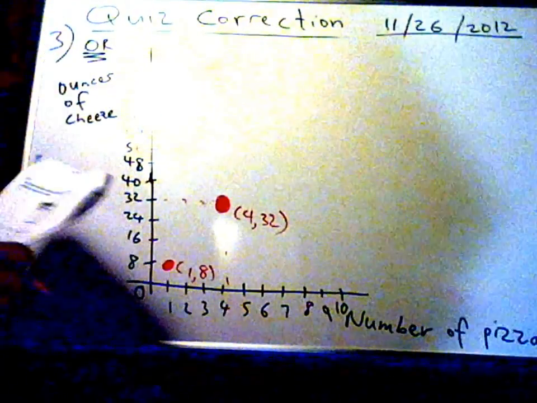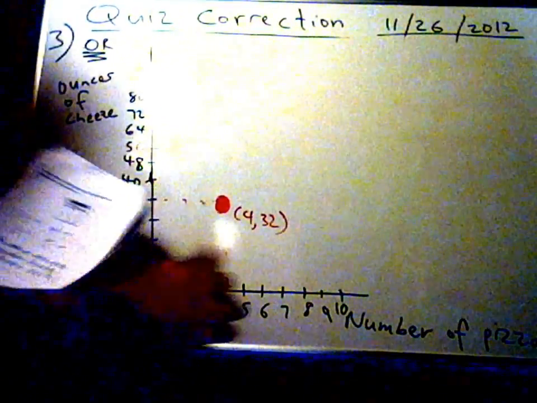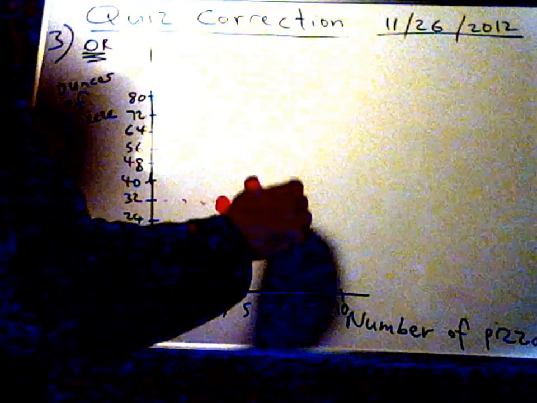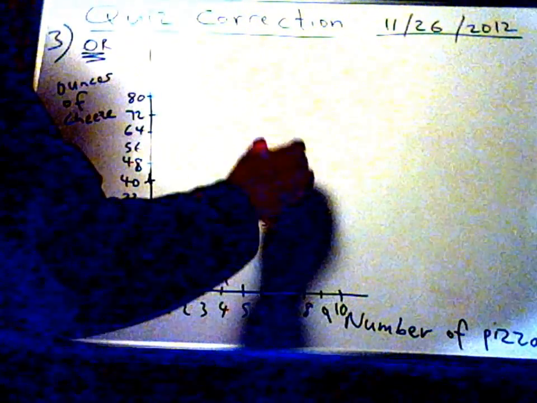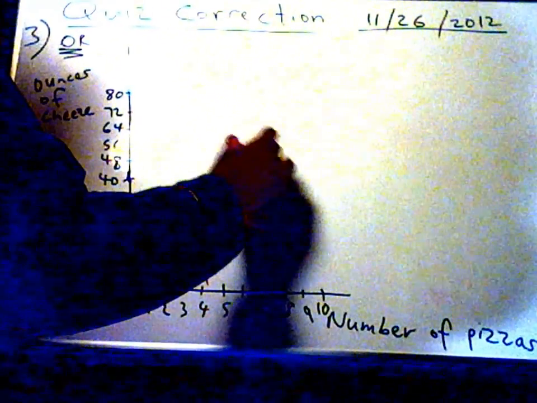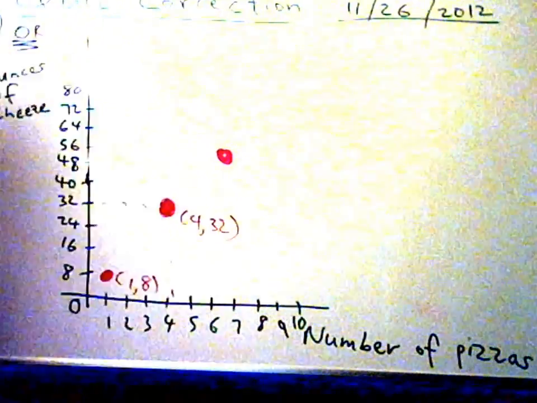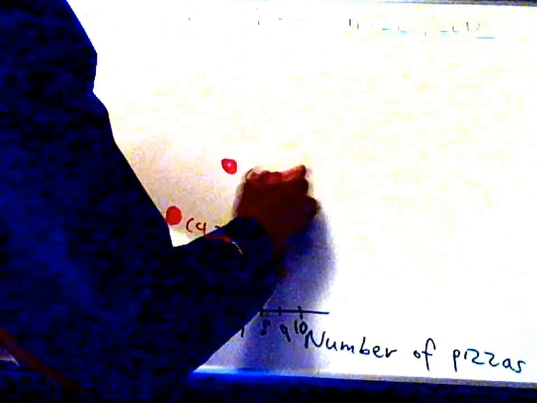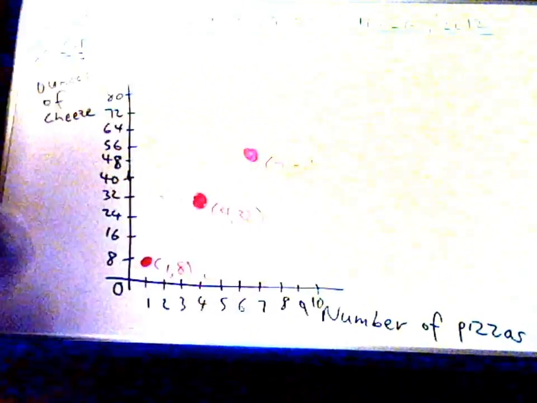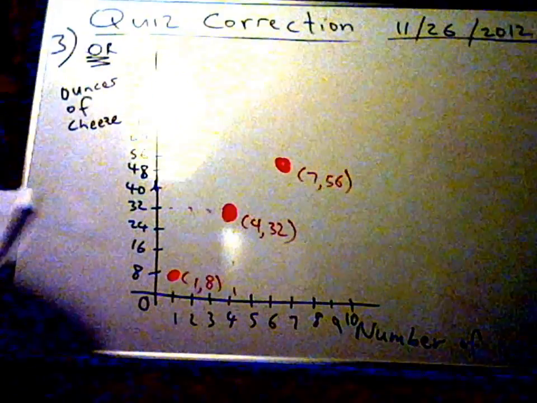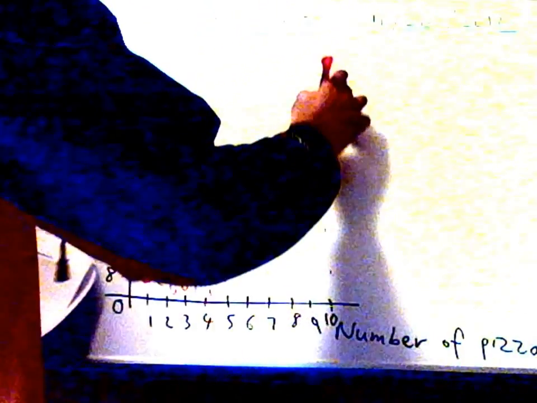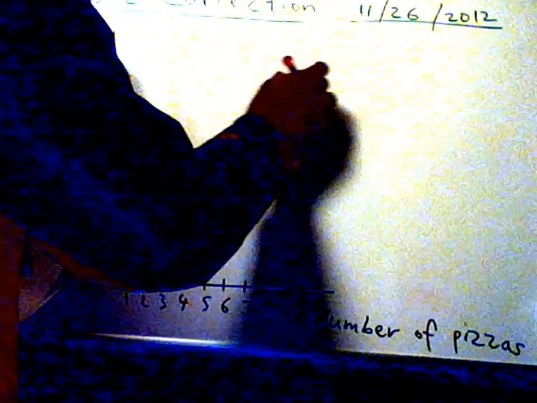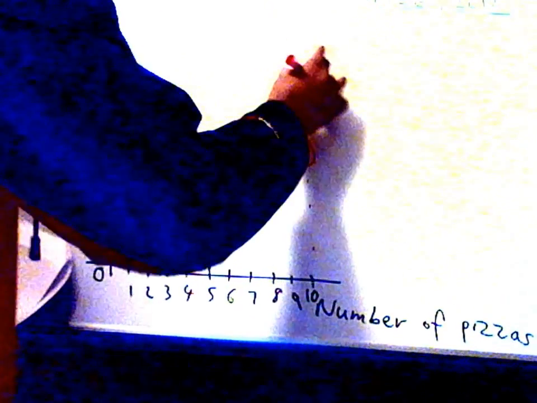And you are also given that for 7 pizzas you need 56 ounces. Okay, so 7 pizzas, 56 ounces, somewhere around here. So 7 pizzas take 56 ounces to make. And finally, you're given that 10 pizzas take 80 ounces, which is what you naturally expect.